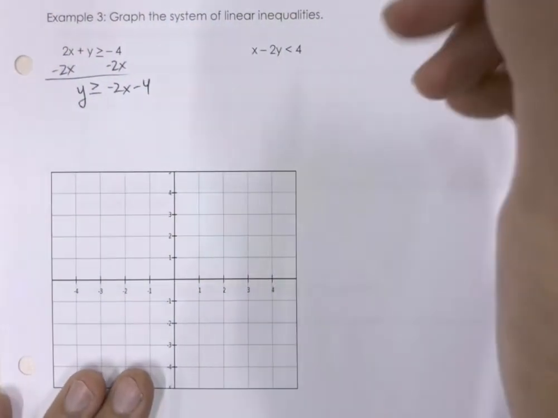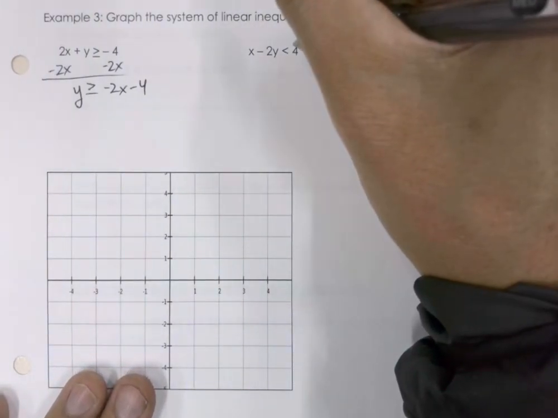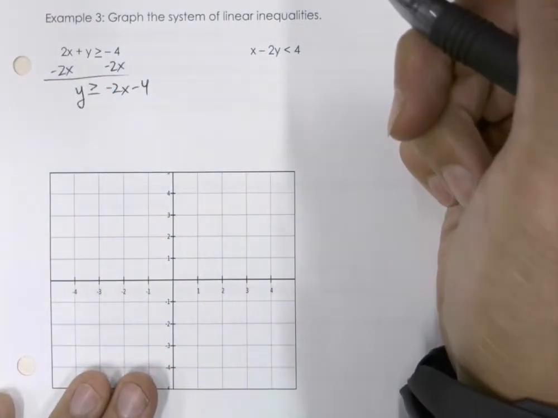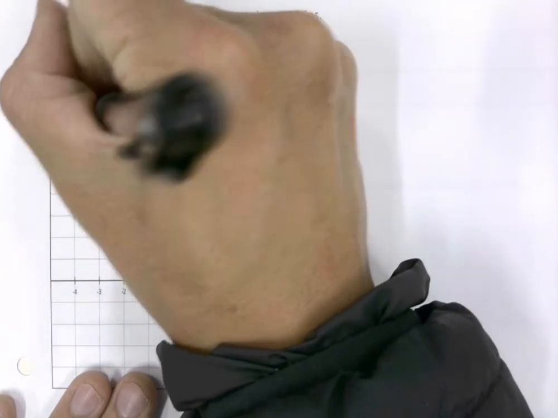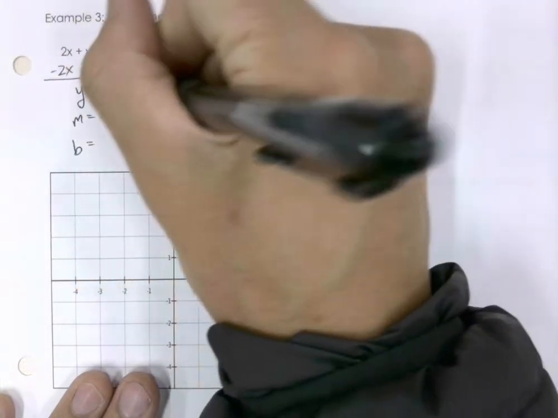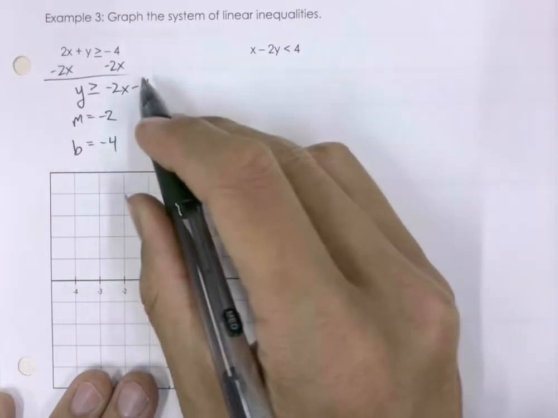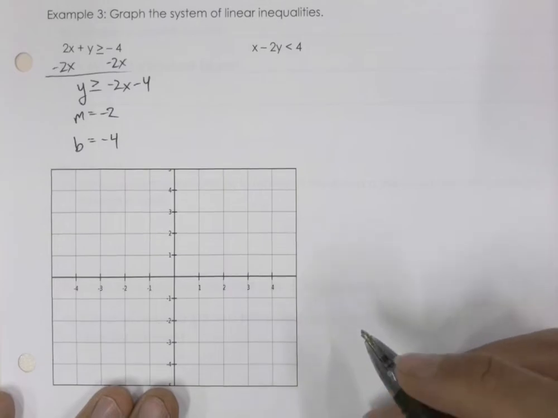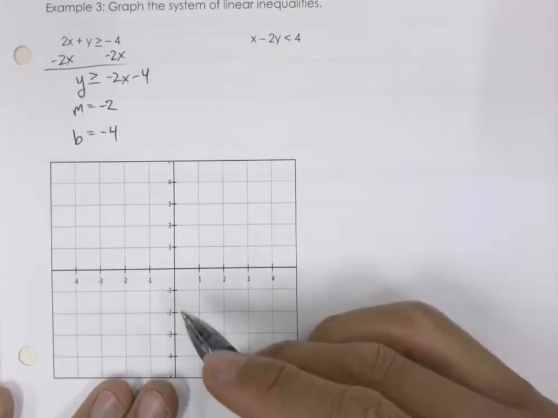Great. Now we're looking at our second inequality. Oh, I'm sorry. Let's go ahead and identify our m and our b. Our m is equal to negative 2, the coefficient in front of the x, and our b is equal to negative 4, the constant sitting on the right side of the inequality. Okay. Why don't we go ahead and graph it now?